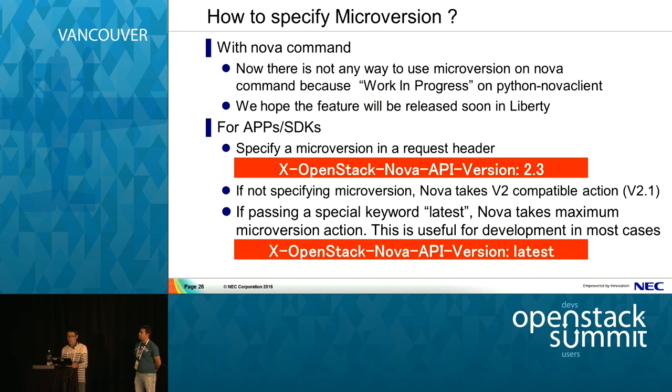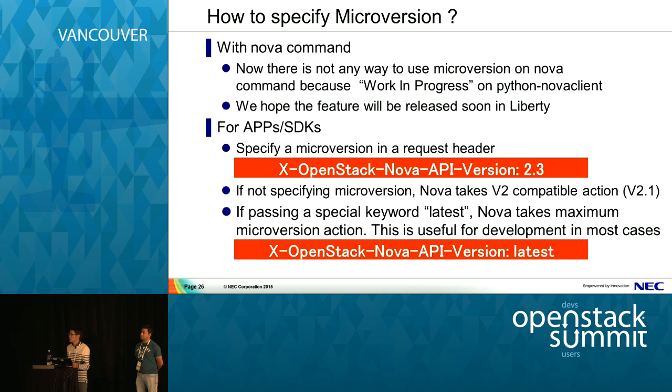So on the Nova command, there is no way to specify a microversion; that is work in progress now. I hope this feature will be implemented soon. For applications and SDKs, a microversion can be specified in this header, and here is the microversion. If not specifying a microversion, Nova takes the V2 compatible action, as I said.